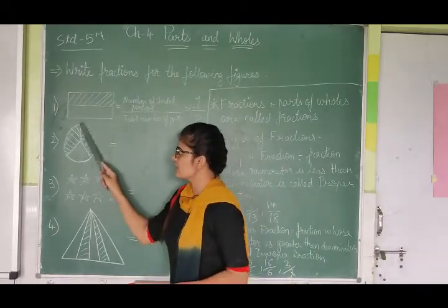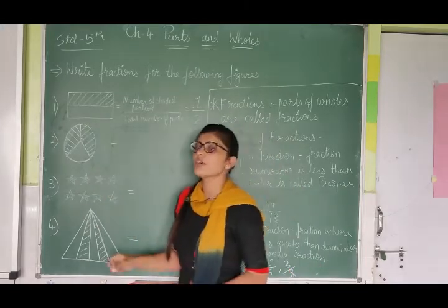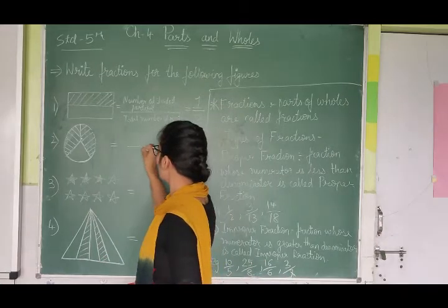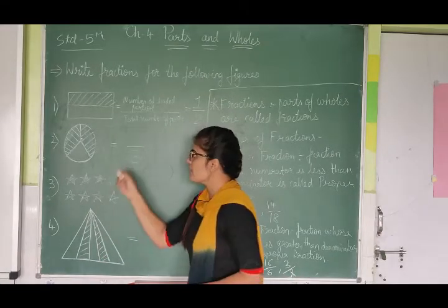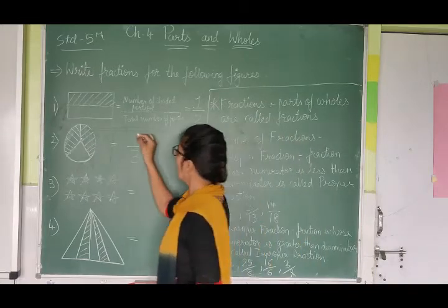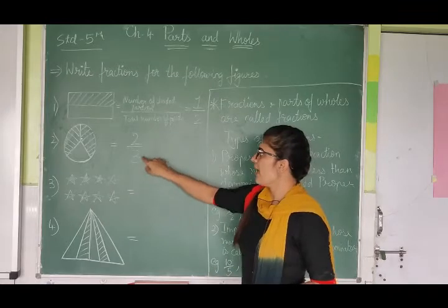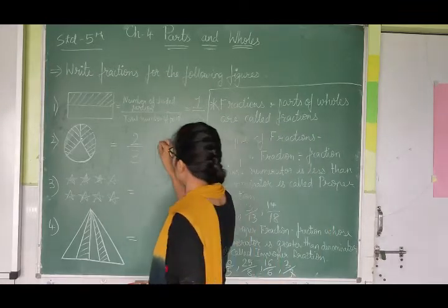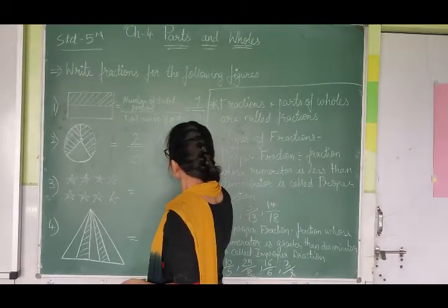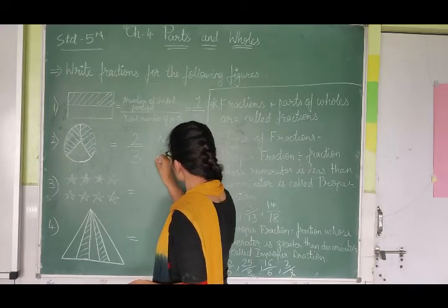One circle is given to you. It is divided into 3 equal parts, which means the total number of parts is 3. So the denominator will be 3. Now how many shaded parts are there? You can see 2 shaded parts are there. So 2 we will write down as a numerator. 2 by 3. This 2 is a numerator and 3 is the denominator.